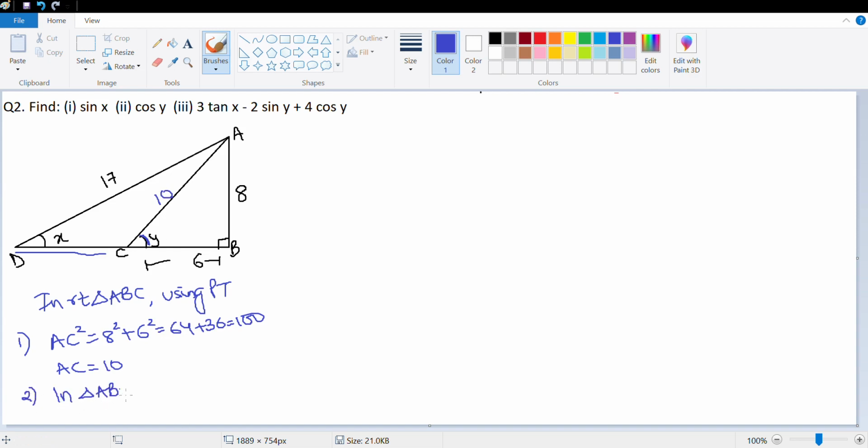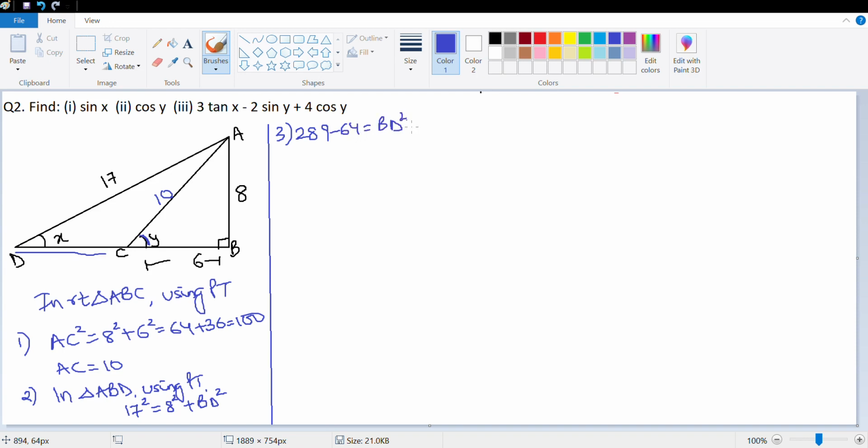In triangle ABD, using Pythagoras theorem, I get 17 square is equal to 8 square plus BD square. 17 square is 289, minus 64 would be equal to BD square, which means BD square is 289 minus 64, that's 225, the square root of which is 15. So this total length here is 15.